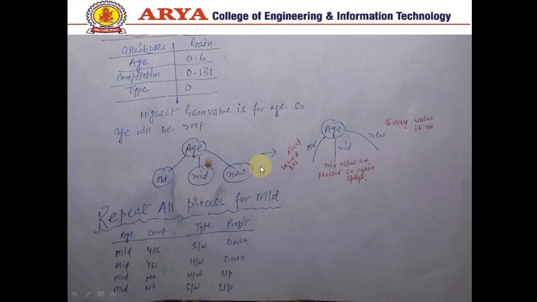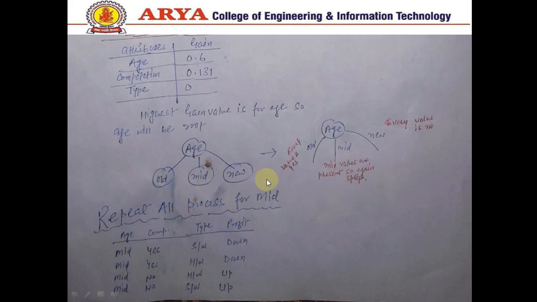So age will be our root node. Here age is divided into three categories, as we have three types of attributes: old, mid and new. So there will be three child nodes, old, mid and new. Now we repeat the same process for further splitting of nodes. So here we have to calculate the information gains again, as we have to find which node will be split further. So here repeat all the process for mid.